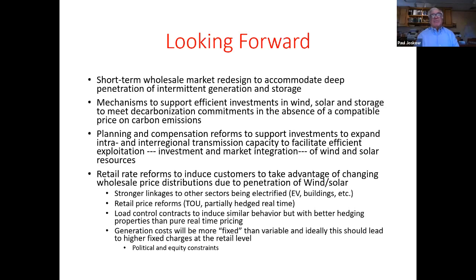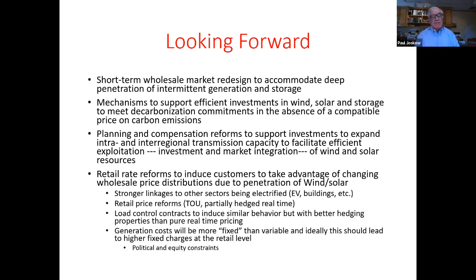And prices provide the signals that consumers need to take advantage of electricity effectively. And the current retail rate structures, especially for smaller residential and commercial and industrial customers, don't do that. There are all kinds of issues here that have to be addressed. There are political issues, there are income distribution issues, but strengthening these linkages is going to be very important.